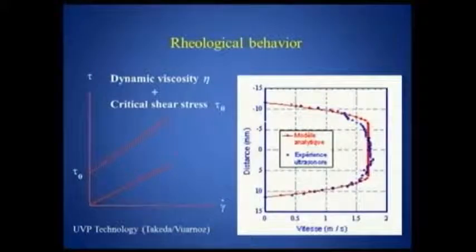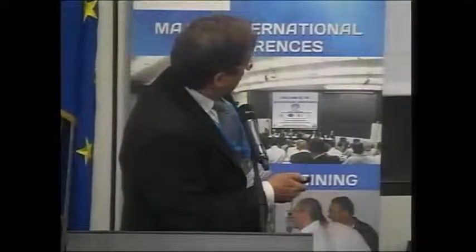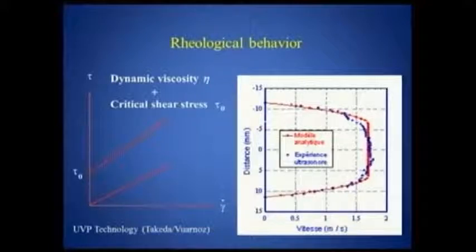Rheological behavior, it's a Bingham. It has a critical shear stress. That means you need a certain pressure before it starts to flow, and this is related to this rectangular profile on the right side. When the ice concentration goes towards zero, you get here the Poiseuille flow profile of a parabolic velocity profile.